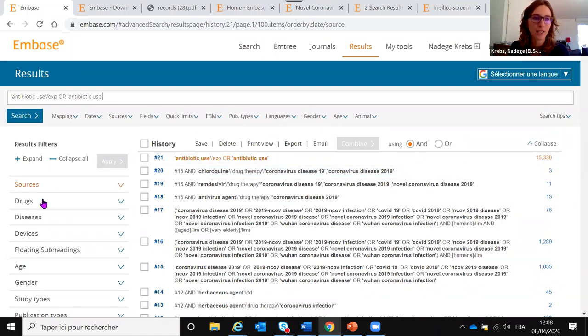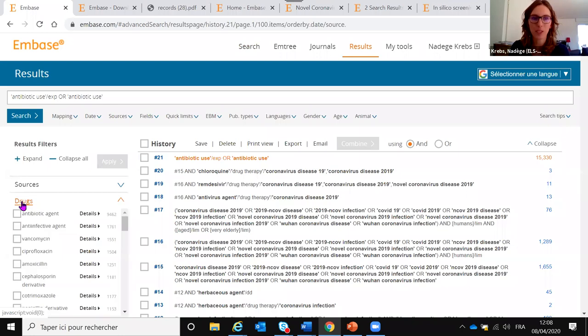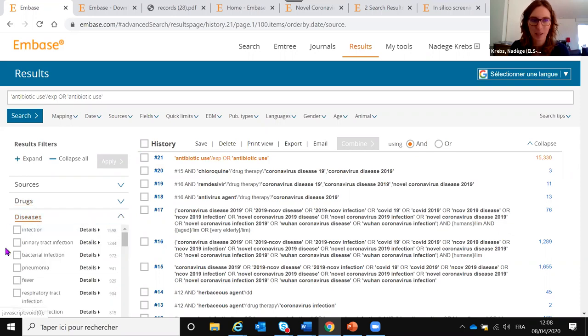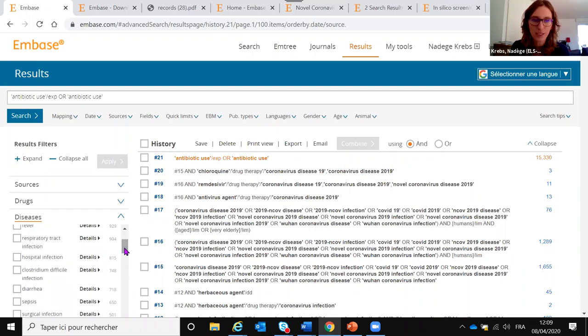We could say, okay, under the drugs, which antibiotics are the most commonly indexed? We see vancomycin, ciprofloxacin, etc. So here are the antibiotics that are the most commonly referenced among these 15,330 articles. Or we can say, okay, which diseases are often mentioned when talking about antibiotic use? So it's infection, urinary tract infection, bacterial infection, pneumonia, fever, respiratory tract infection, hospital infections, and so on. So here you can have an idea either about the drugs or the diseases.